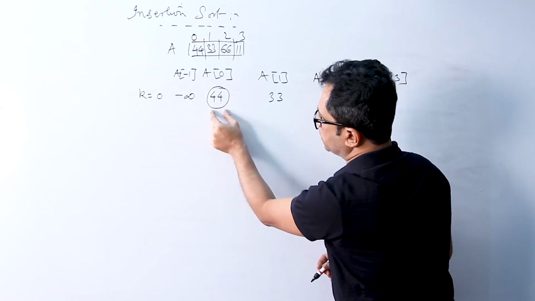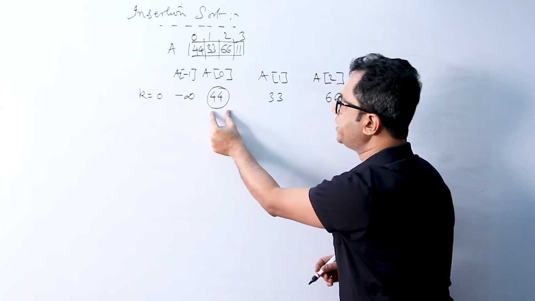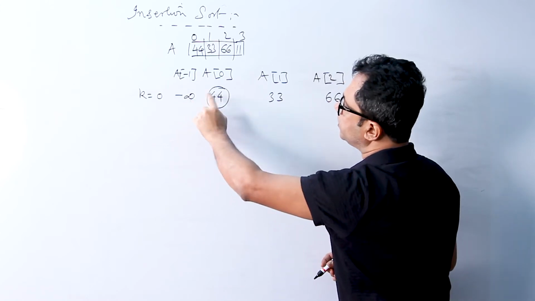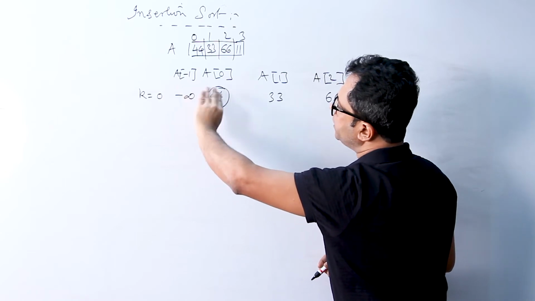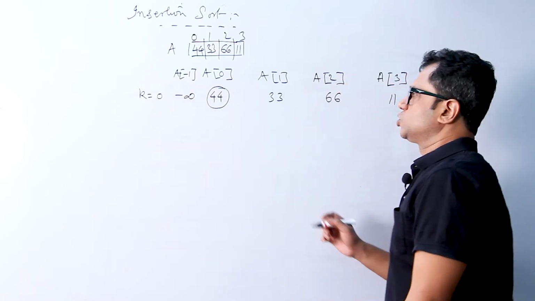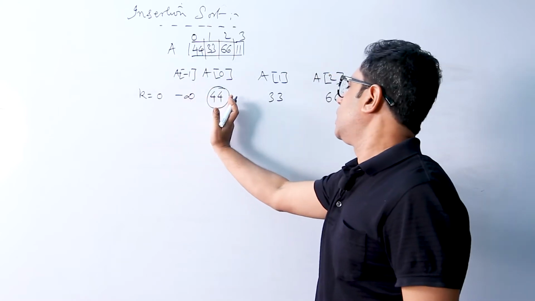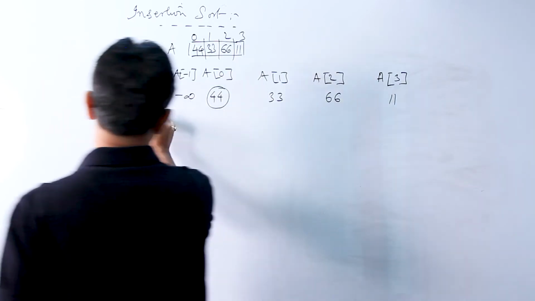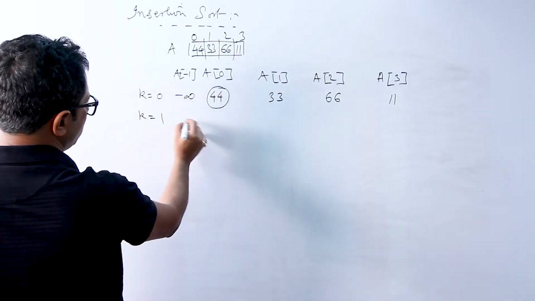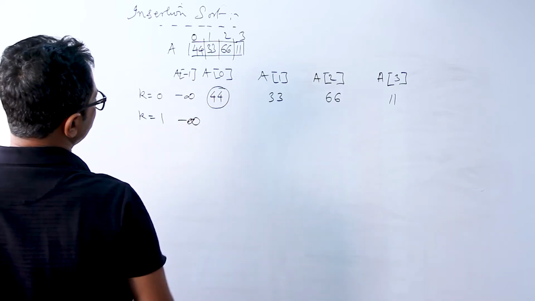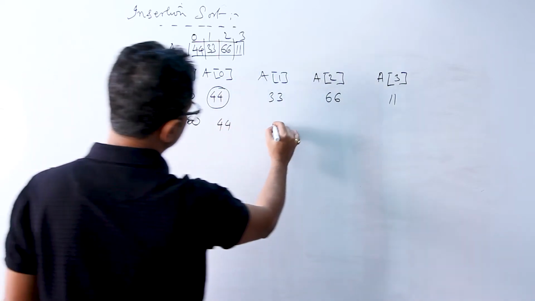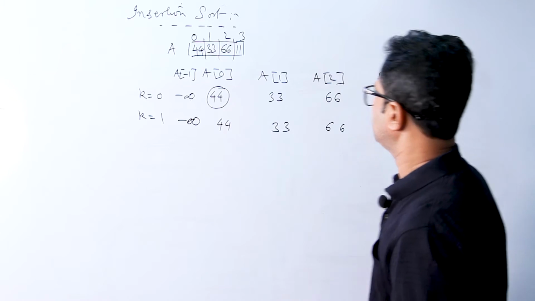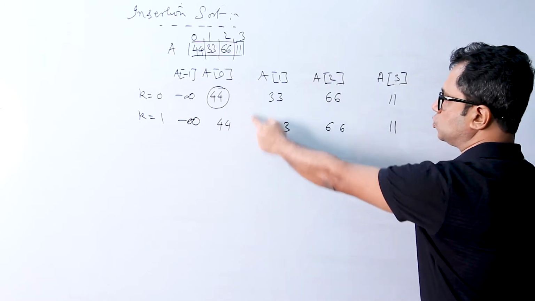Therefore this 44 is taken to be trivially sorted, and in this step there will be no repositioning of 44 to the left hand side. -infinity will block 44 and prevent it from going to the left, because -infinity is less than 44. So in this k is equal to 1 pass, -infinity remains over here, 44 also remains over here, then 33, 66 and 11. So these two steps seem to be the same. There is no change in these two steps.